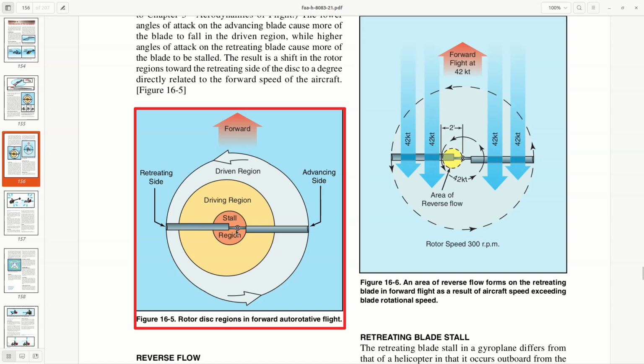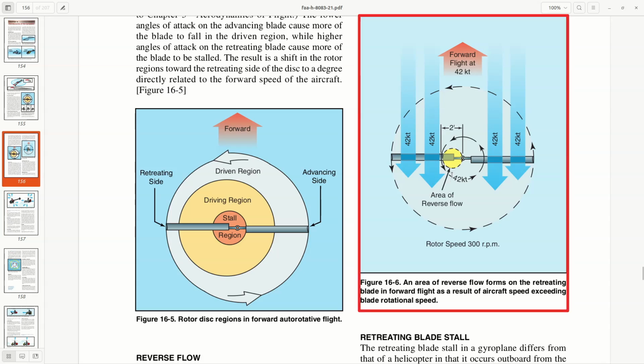Most of them spin this way. So you see the stalled region is just a little bit offset. Driving region, same thing. And driven region, same thing as well. So it's not all that different. Now, one thing that we do talk about with a gyroplane in particular is this idea of reversed flow.